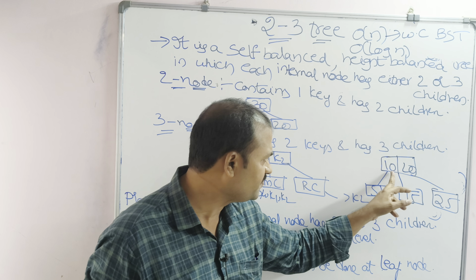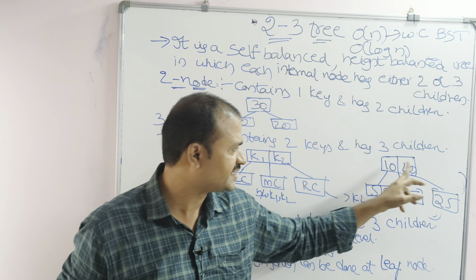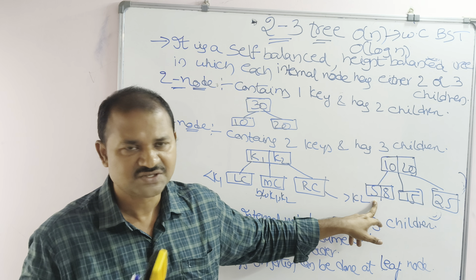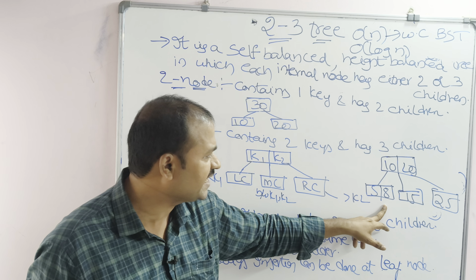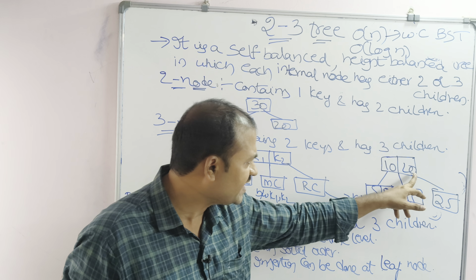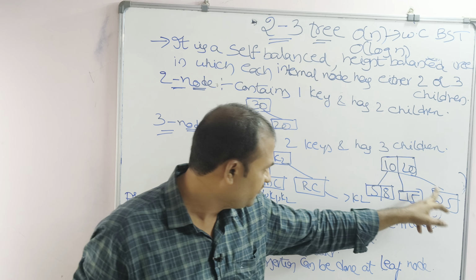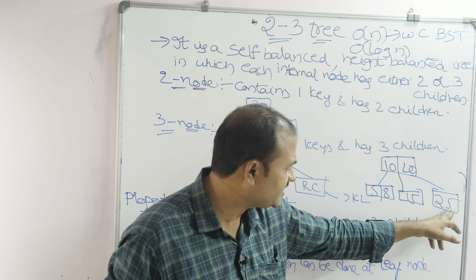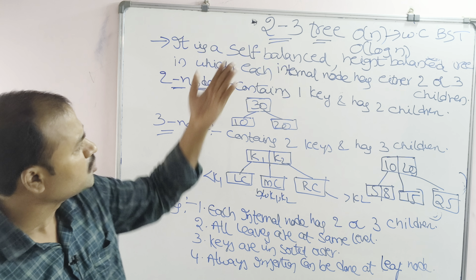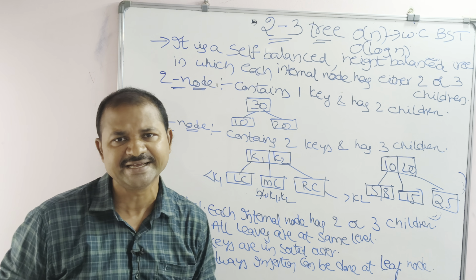So let's take this example. Let here we have 2 keys, 10 and 20. The left child contains less than 10, so in the left child we have 5, 8. Whereas the middle child contains the keys between 10 and 20, we have 15. Whereas the right child contains greater than 20, here we have 25.